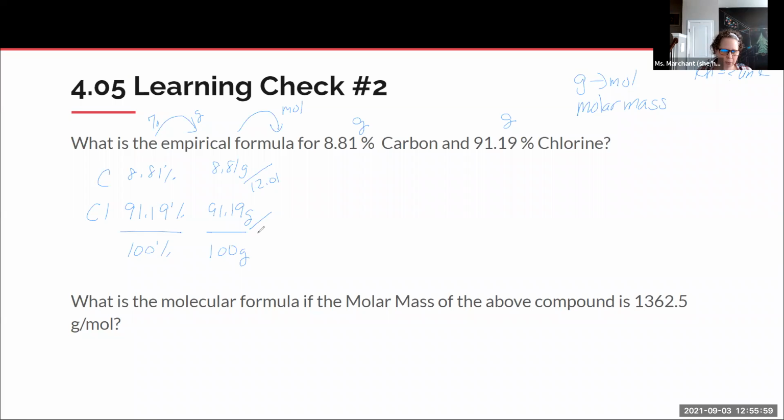Carbon's 12.01 and chlorine's 35.45. So now our answer is going to be in moles. 8.81 divided by 12.01 is 0.73356. And 91.19 divided by 35.45 is 2.5724.